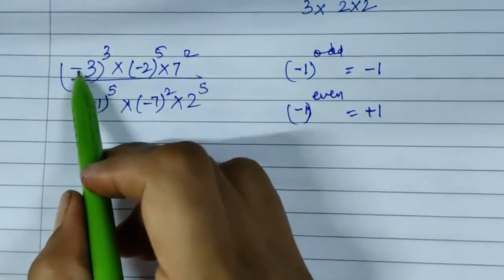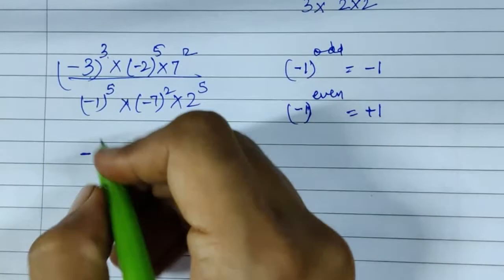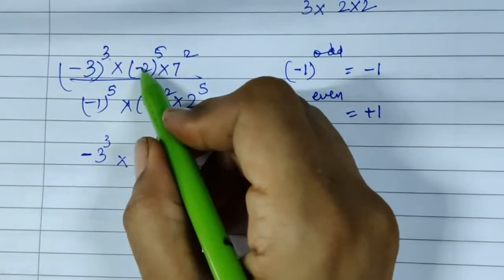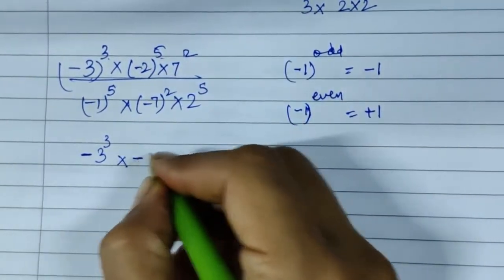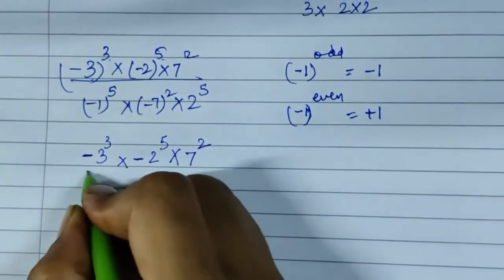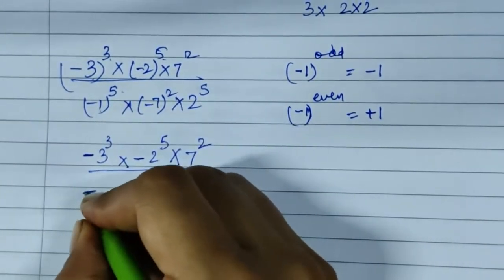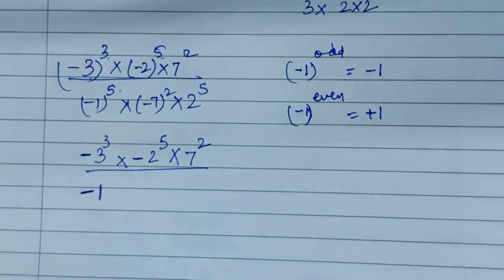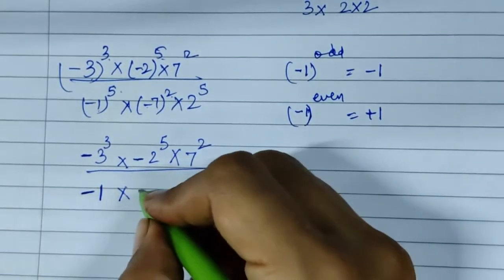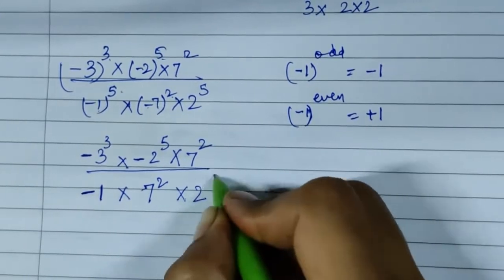Fine. So negative power 3 means minus will come first. Now 3 raised to power 3 we will write as it is. Then minus raised to power odd, minus 2 raised to power 5 as it is. Then 7 raised to power 2. Negative raised to power odd, again negative. Then you can write minus 1 also. Minus raised to power even, we get plus 1. No need to write. Then we have 2 raised to power 5.